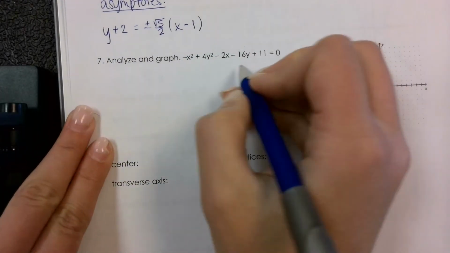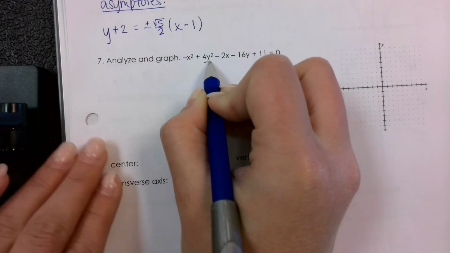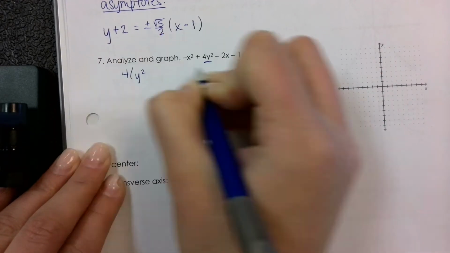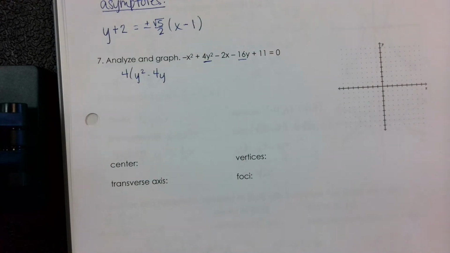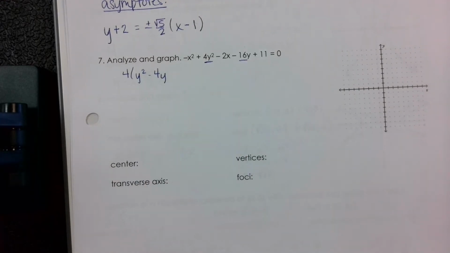So I'm going to put the y's in front, and we're going to have to factor out a 4 from those guys. So we're going to have 4 and then y squared minus 4y. What would we have to add to complete the square there? Because it's positive and the x is negative, so we're going to have y minus x, because that's your standard form for a hyperbola. Is that okay? So whichever one's positive, put it first. Does that make sense?